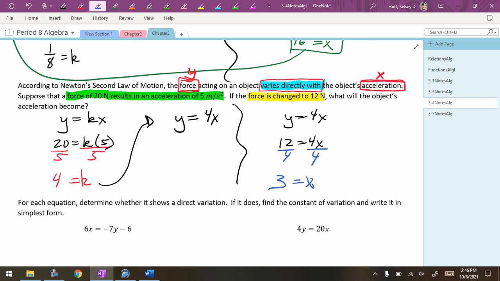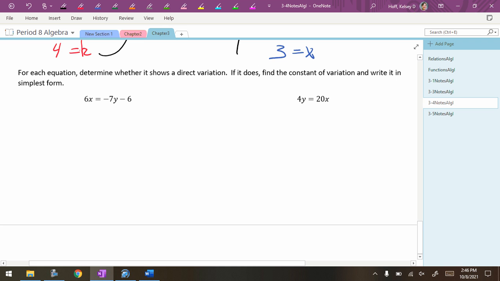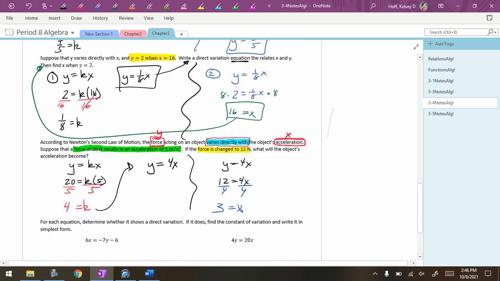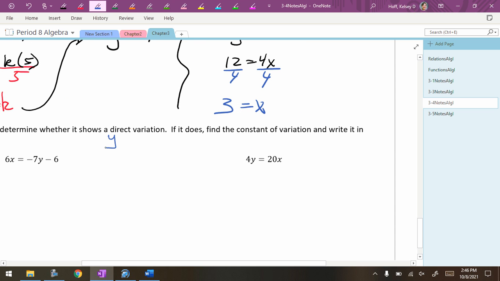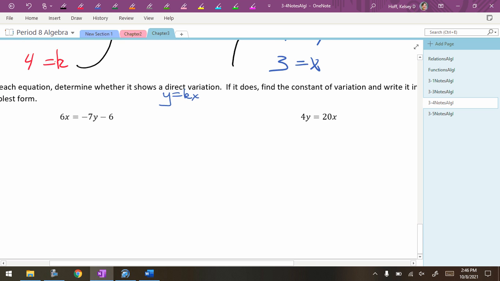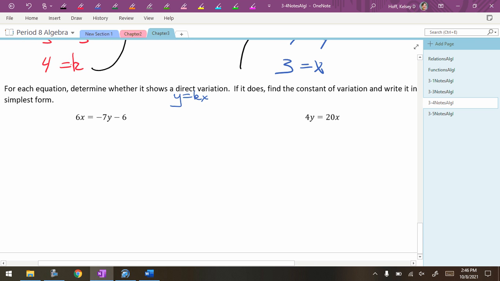They're going to ask you sometimes about acceleration. The last part about today is just being able to look at an equation and decide if it's direct variation. Direct variation is y equals kx, or y equals mx. When y is by itself, all you have is a number or your k times x.